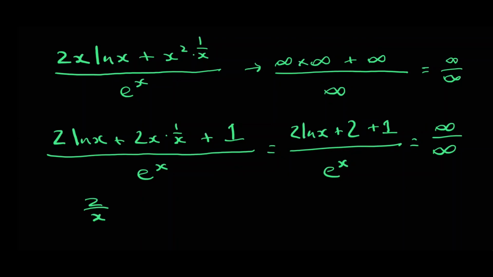The derivative of 2 ln x is 2 over x, and the derivative of 2 and 1 are both 0. And the derivative of e to the power of x is just e to the power of x again. So now if we do substitution, 2 divided by infinity equals 0, because a number divided by infinity equals 0. And e to the power of x is going to equal infinity. And remember that dividing any number by infinity gives you 0. So 0 is our limit.